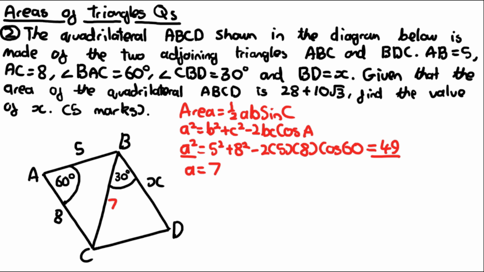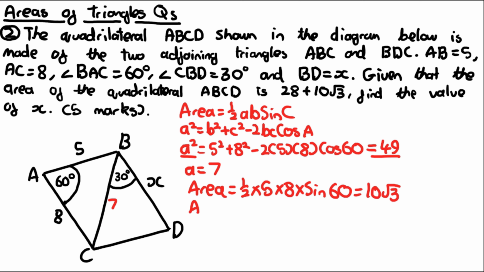And now we can figure out the area of both of the triangles. The area of this triangle is going to be equal to half times 5 times 8 times sin 60, which if you put into a calculator is equal to 10 root 3. And then the area of the other triangle is equal to half times 7 times x times sin 30, which if you put the half and the 7 and the sin 30 into a calculator is equal to 7 over 4, and that's going to be x.